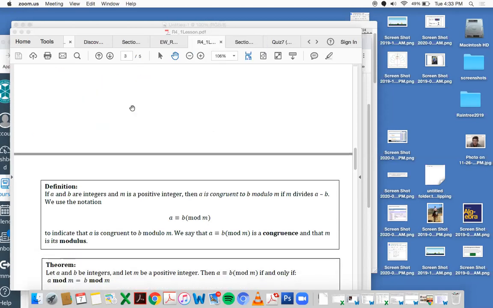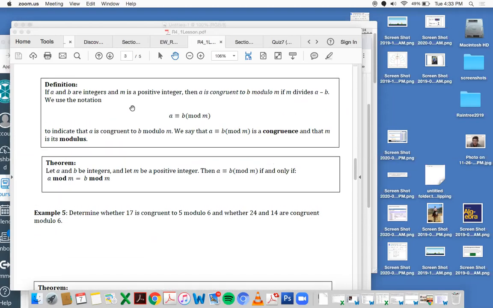All right, let's see next. Now we're going to talk about congruencies in modulo. We have this concept of A is congruent to B modulo M. We have two integers, A and B, and M, which is a number that we're dividing by. We say that A and B are congruent modulo M if M divides A minus B. That's the notation for a congruency.